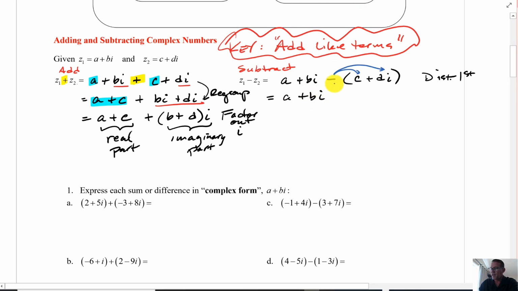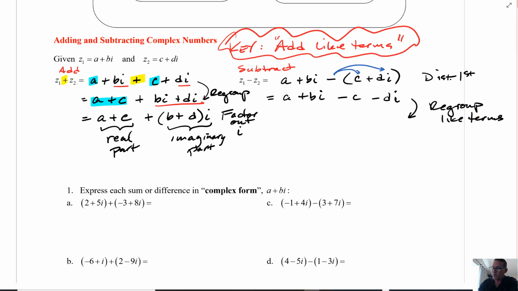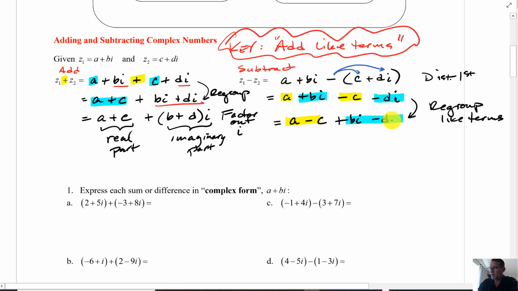Again, these are just Algebra 1 ideas. So you subtract the C and you subtract the DI. Nothing hard there. So now you regroup. From this step, the next step is to regroup and then add like terms. Here we go. So regrouping the real parts, I see A and the minus C. That goes first. You group up the real parts, so A minus C. And then you group up the imaginary parts, plus BI minus DI. That goes next.